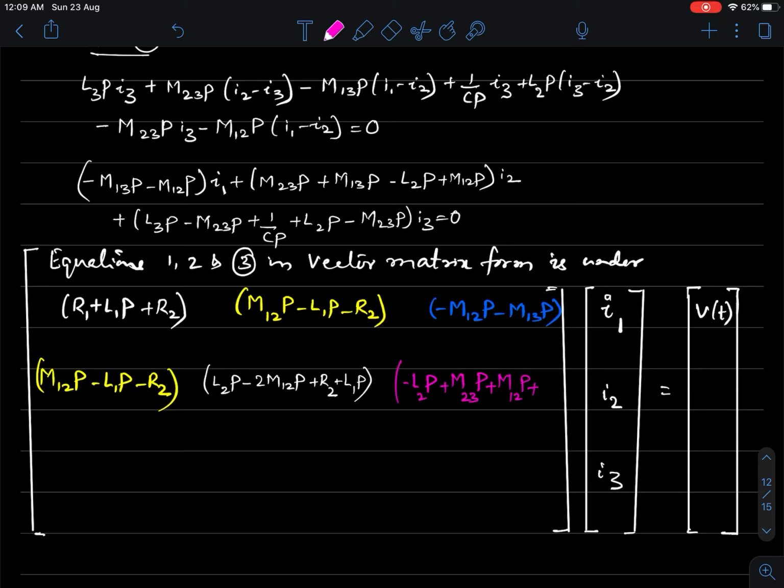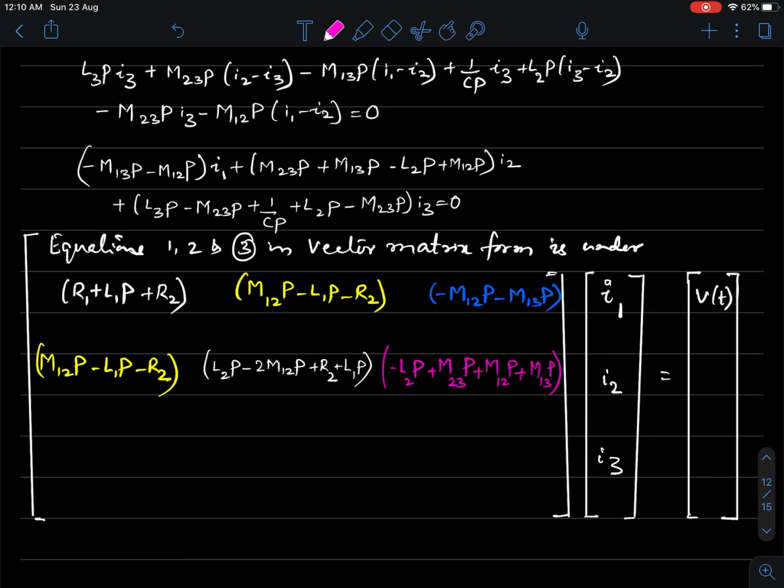Still the space is a little short. I'll shift it a little further like this. Now the last one is M13P. Close the bracket. With great difficulty. So now I'll come to the third equation. In the third equation, I'll pick the same blue color which I have taken earlier. The third equation has the first coefficient, that is minus M13P minus M12P. This is the coefficient of I1.